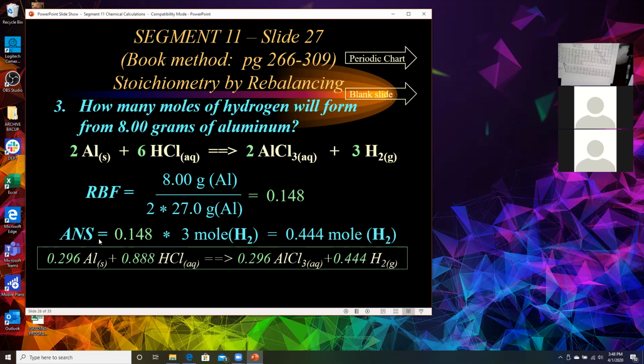There's my balanced equation. 8 grams of aluminum is 0.296 moles of aluminum, 0.148 times 2. And 6 times 0.148 is that. And 2 times 0.148 is that. And 3 times 0.148 is that. So I got the answers. How many moles of hydrogen will form from 8 grams of aluminum? So there's my answer. There's 8 grams of aluminum. There is the number of moles that was needed by just looking at the coefficient in front of the rebalanced equation.